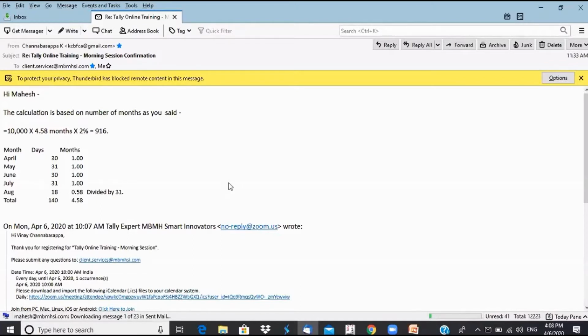Dinesh, I think you are not in this group. Can you share your mobile number so that we'll add you in the group?